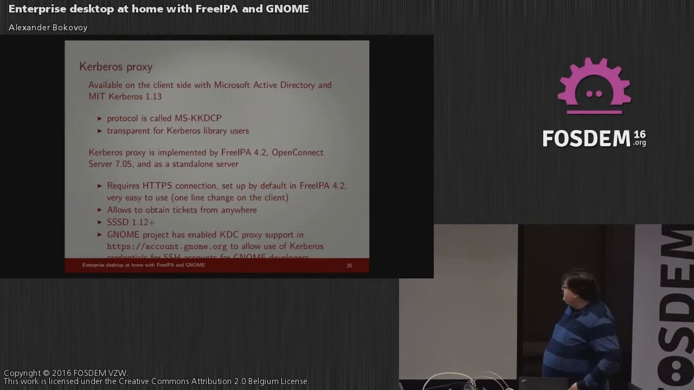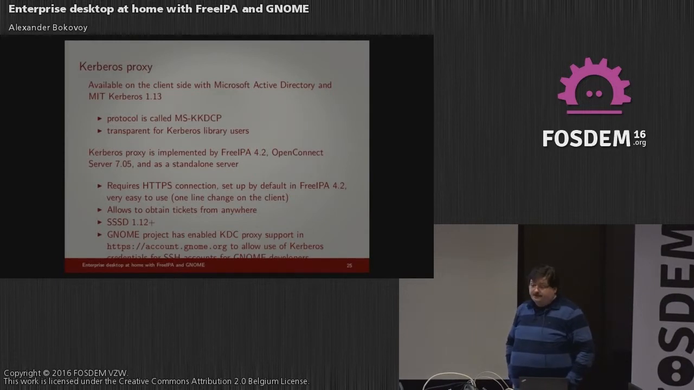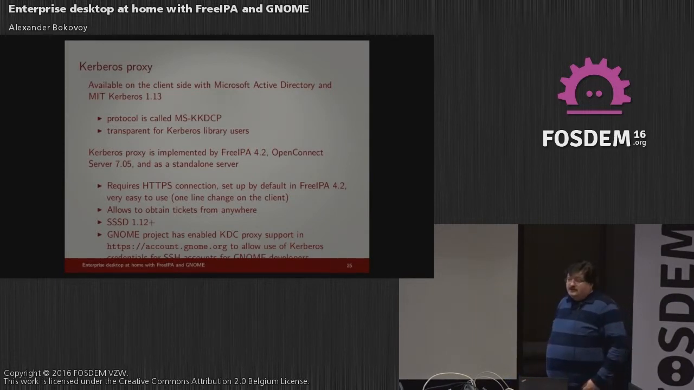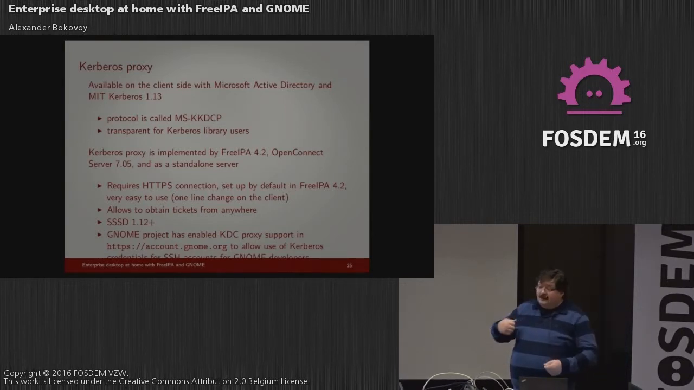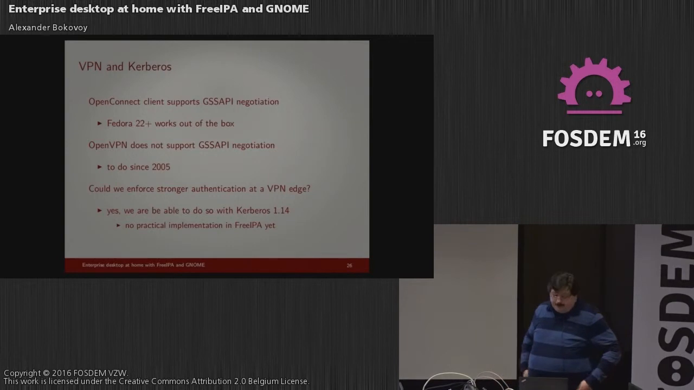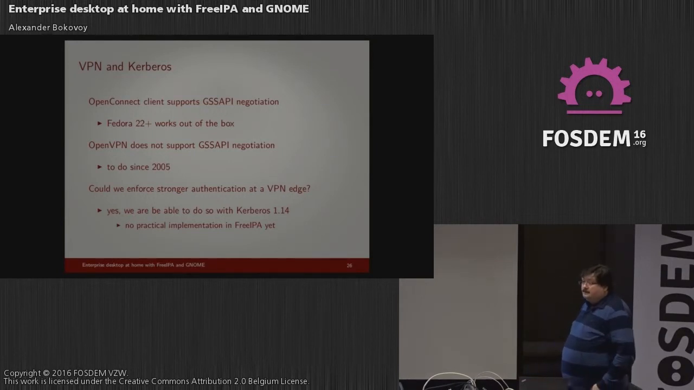And the GNOME project has enabled this for SSH users. They can use Kerberos to log in, and they have single sign-on for 24 hours. SSSD will then automatically extend the ticket for more time. On the VPN side, there is currently only one VPN software that supports the proxy. It's OpenConnect, so Fedora 22 and beyond works out of the box.